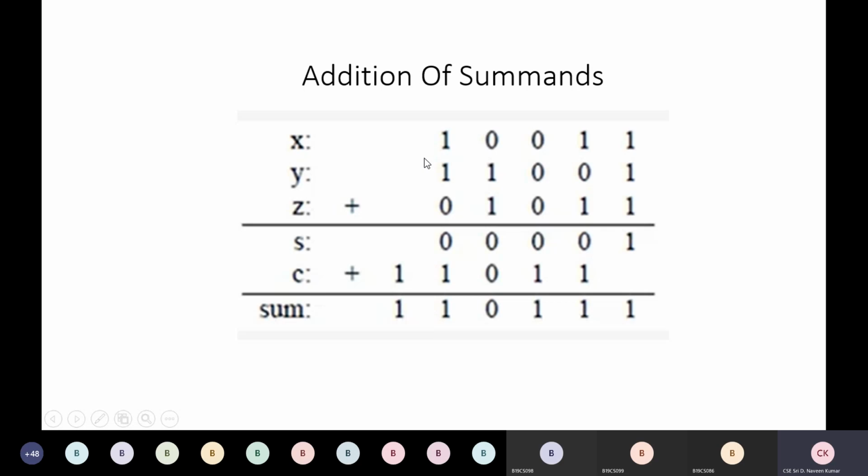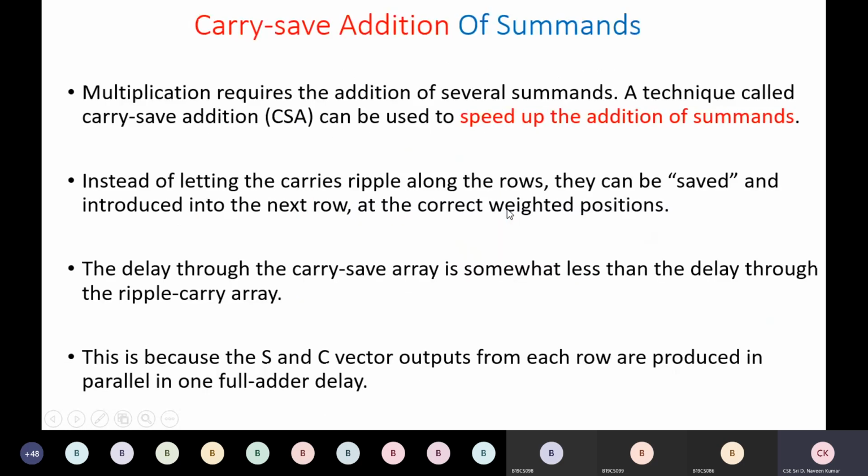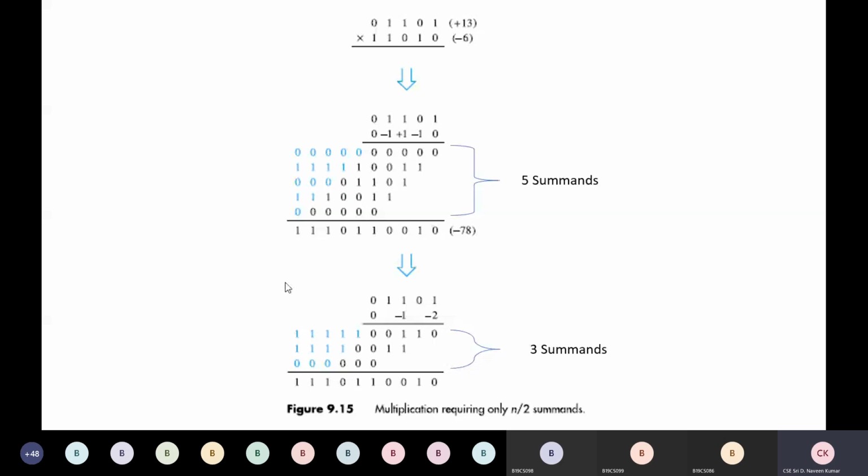Okay, so if there are 3 summands, we can do it in this way. But if we have 6 summands, how can we add them? Instead of 3, if we have 6 summands. For example, in our previous example, you can see here we have 5 summands. I'm talking about these summands. How can we add these 5 summands quickly in carry save addition?